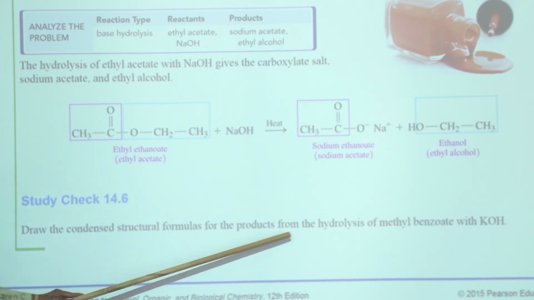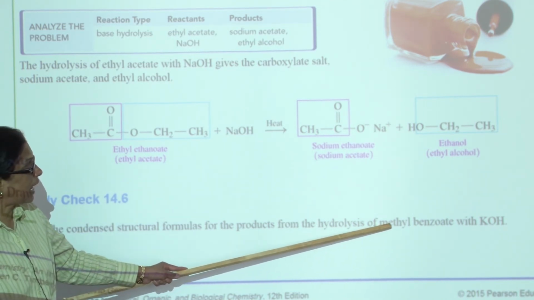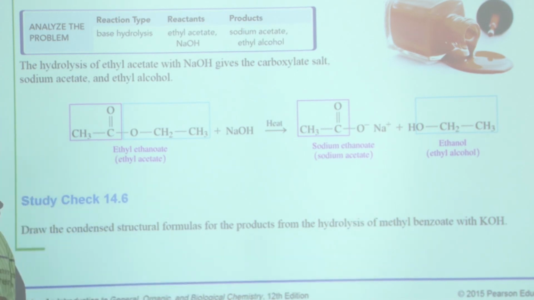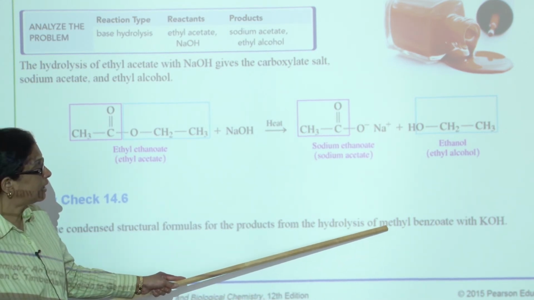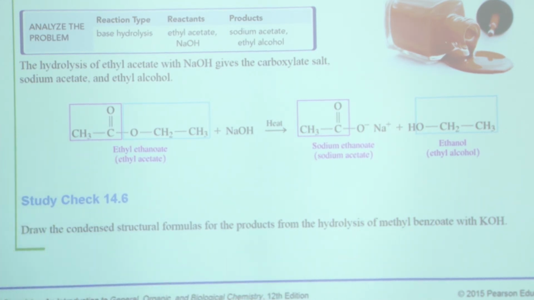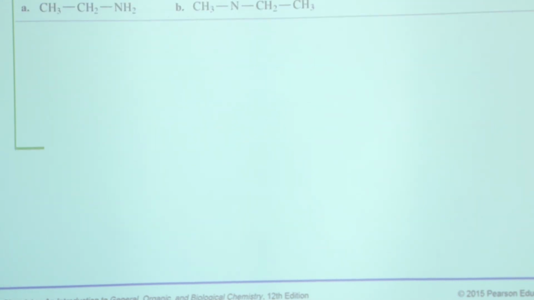So methyl benzoate, so this is your alcohol, acid, set up the ester, break the ester bond, this is the ester bond, and create the two molecules, methyl alcohol or methanol and benzoic, the salt of the benzoic acid, the potassium salt of benzoic acid.